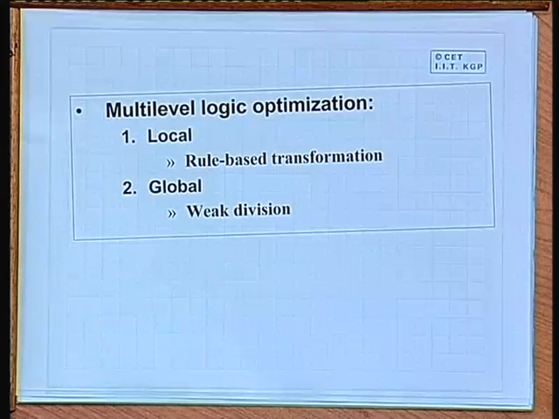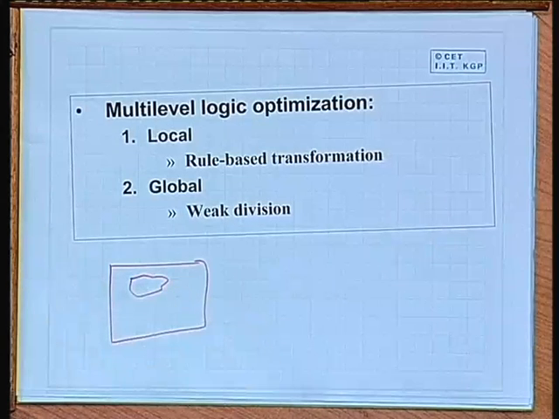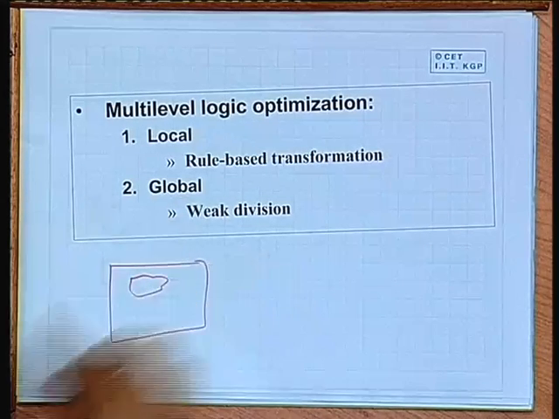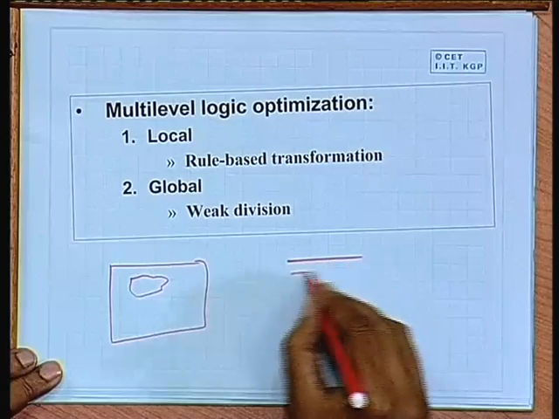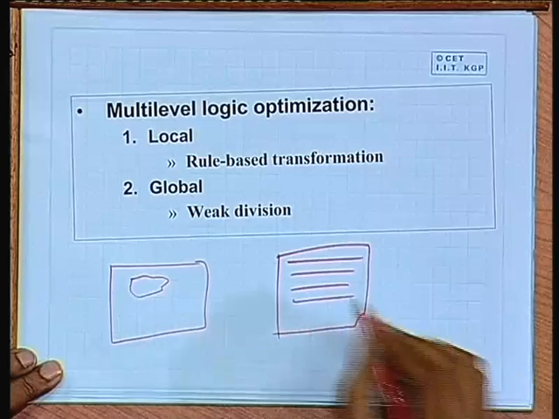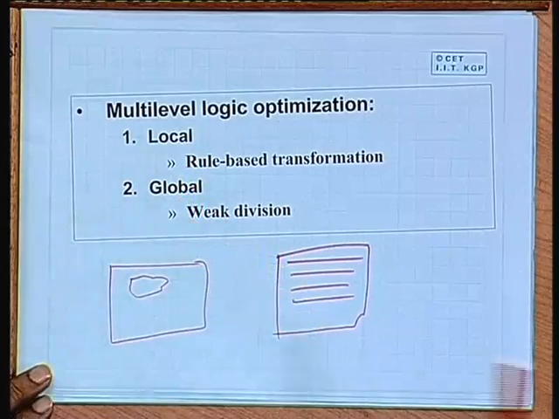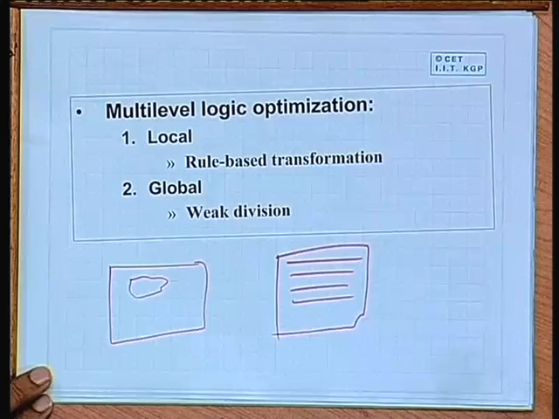Local means that you look at one of the equations or one of the outputs at a time. You try to do some kind of local optimization. So, you look into a netlist, you look into a circuit, you look into a small part of it and try to do some optimization there. Global optimization means you look at all the functions at the same time and try to do some transformations on all of them, so that you get some optimization. Now, since you are looking at the whole problem at the same time, this is called global. In contrast, the earlier method is called local.